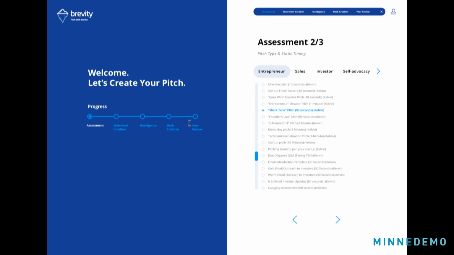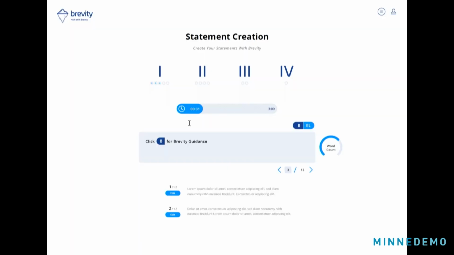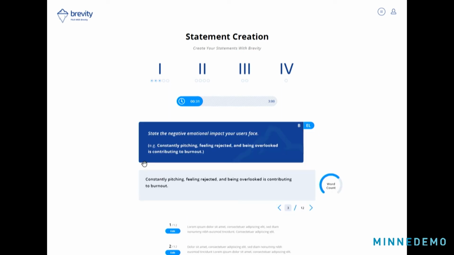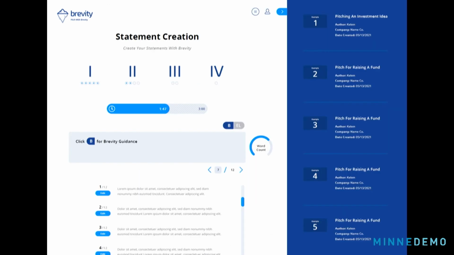As we go to the statement creation page, our users told us that we need more prescriptive guidance along the way. So when you click that Brevity B, we're not only giving you the theme of how to answer that question, but we give you how an entrepreneur has also answered that specific question, almost a TurboTax, but for a pitch. And if you want even more guidance, we've created an examples library where based off of the pitch type you create, you're gonna get 5 best-in-class examples in a split-screen fashion.